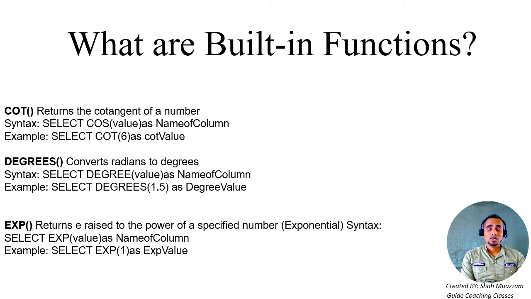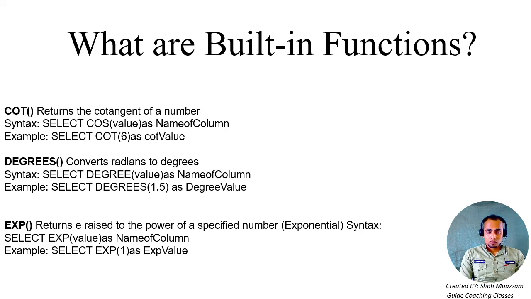So degrees are used for the conversion of radians to degrees. We have learned about it in school, that whenever we want to convert from radian to degree, we need to do some calculations. But here in SQL we have a simple function. We will just write degree and give the value, and it will be converted from radians to degrees.